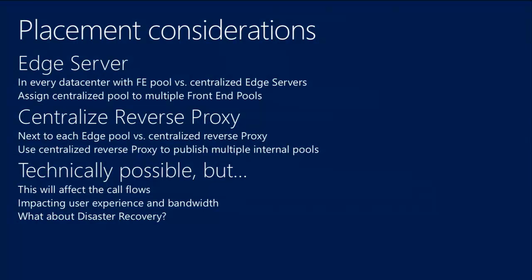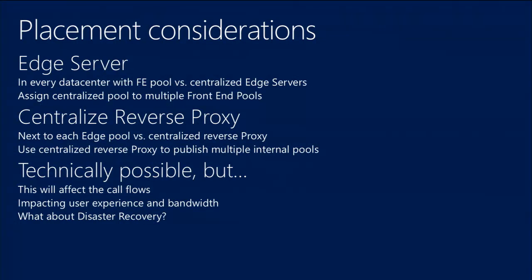Edge servers really should be in every data center. Technically, you could centralize edge services, but you have to be aware that if you centralize it and you lose that central pool, you've lost edge services. Right? So generally speaking, we'll often find if you have locations that have front-end pools, there will generally be edge pools. Question I get a lot is, can I stretch an edge pool? Could I just build one edge pool and stretch it between all 3 data centers? No, that's not supported. Okay?